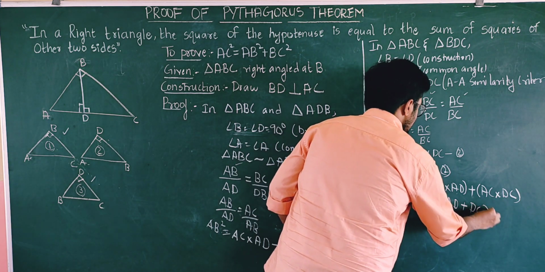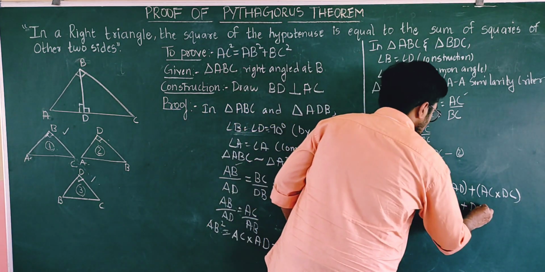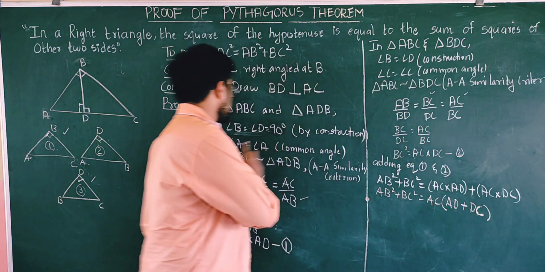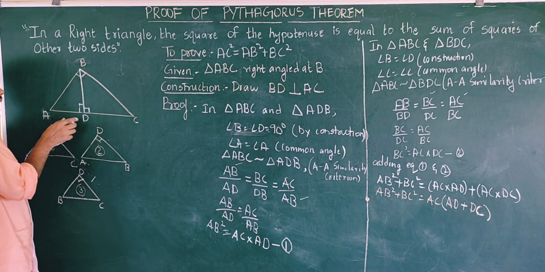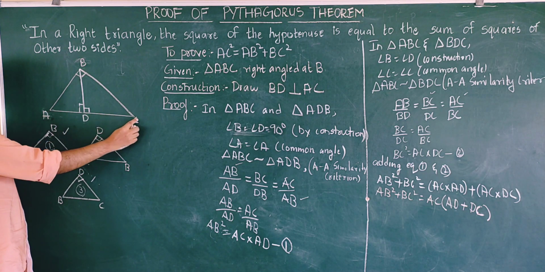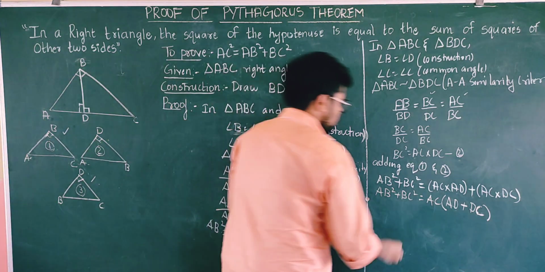Now if you are very careful, AD plus DC. What is AD plus DC? Come back to the diagram. See here, AD plus DC will give you AC, right? This plus this will give you the full length. So therefore I can substitute.